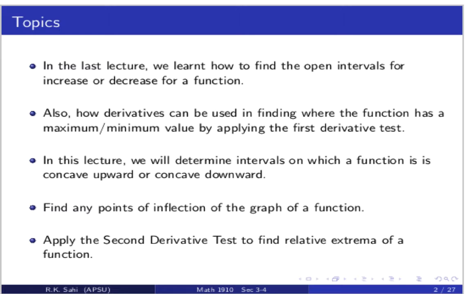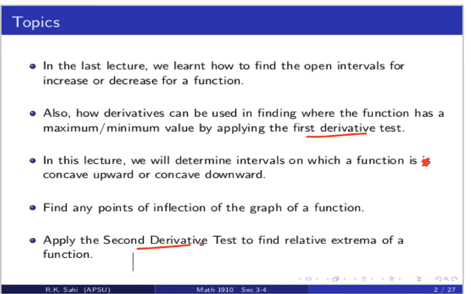In the last lecture, we talked about open intervals where the functions were increasing and decreasing, and then how a derivative helps us in finding where the function has a maxima or minima by applying the first derivative test. In this lecture, we're going to be talking about intervals where the function is concave upward or concave downward. Then find some points of inflection for the graph of a function. And finally, apply the second derivative test to find the relative extrema of a function. This is another way of finding a relative extrema.